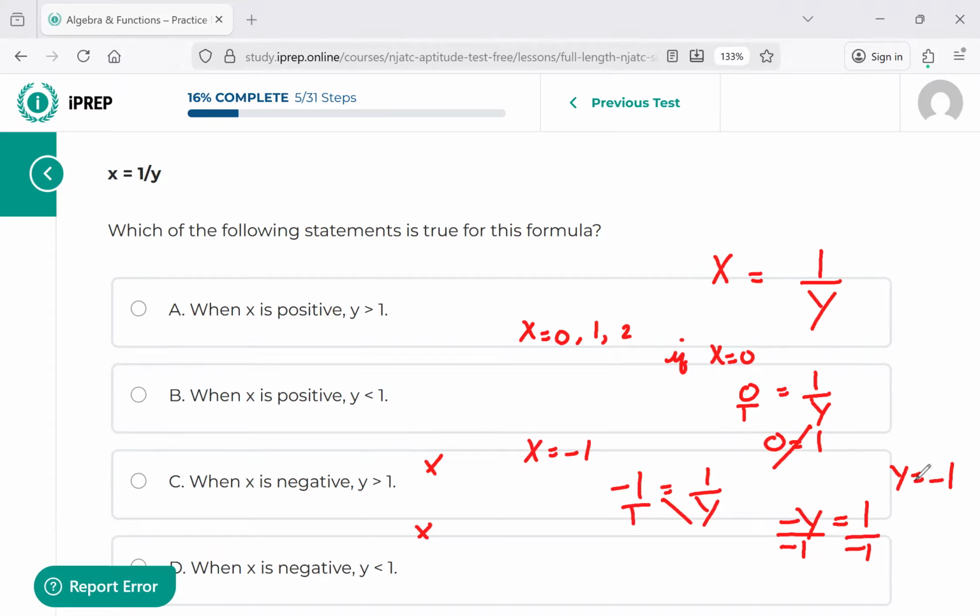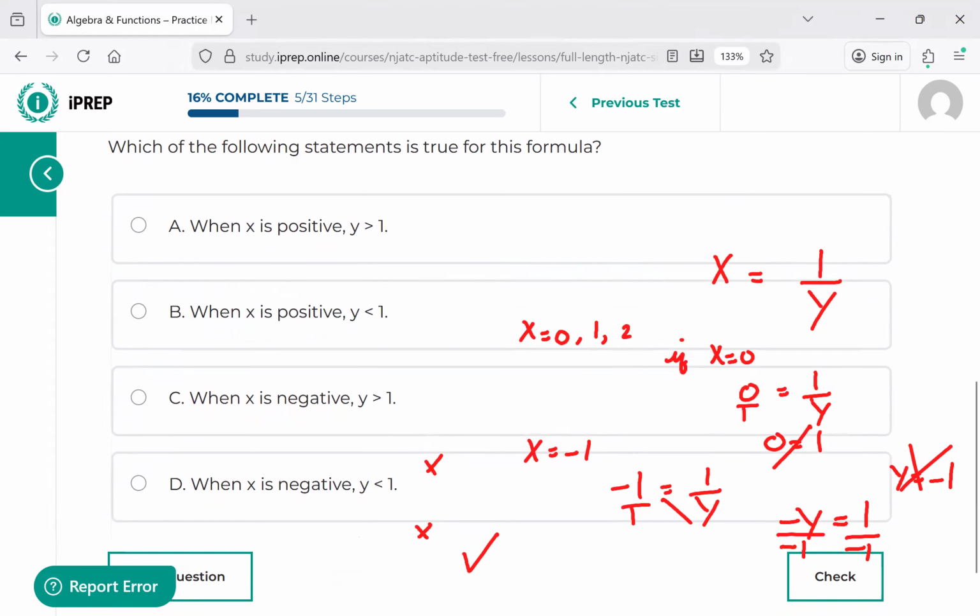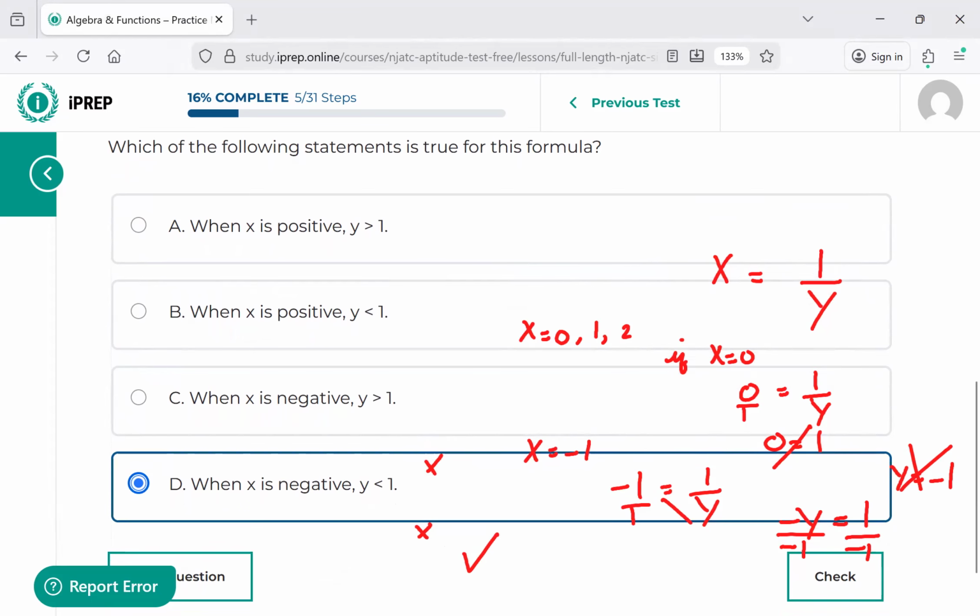This is true when x is negative, y is positive? Nope, we just proved that y is negative. What about the last? I think it has to be the last one. When x is negative, so when we try negative 1, y is negative. Yes, that is the only true statement. This one I couldn't graph because it wasn't linear, so I just plugged in values and figured out which one is the correct choice.